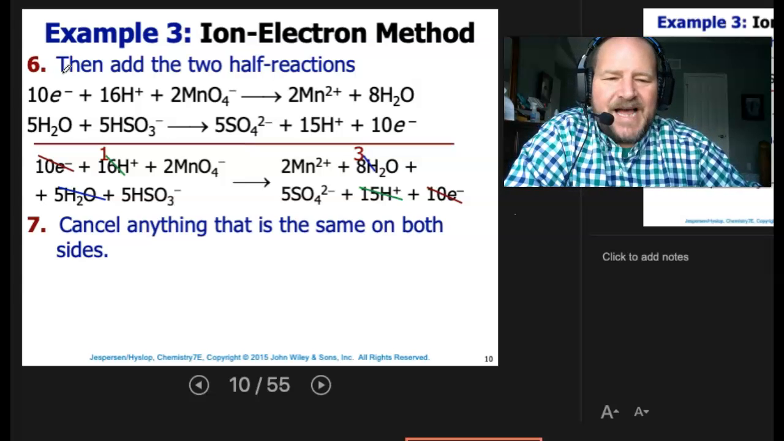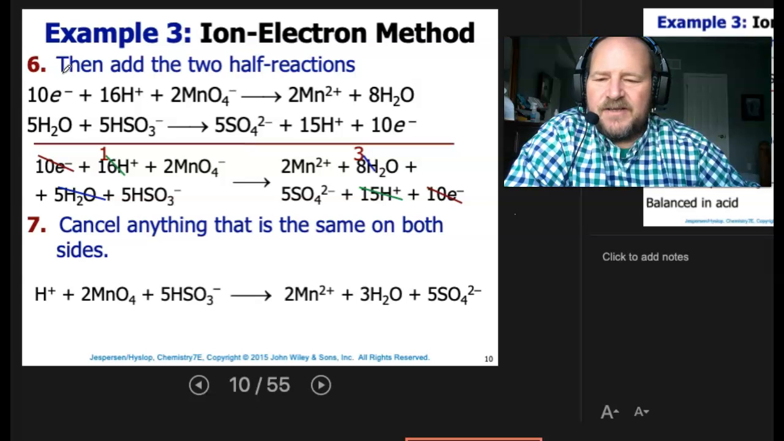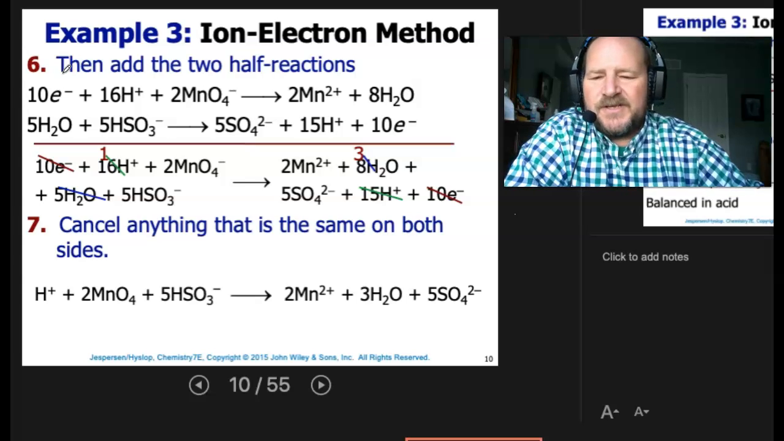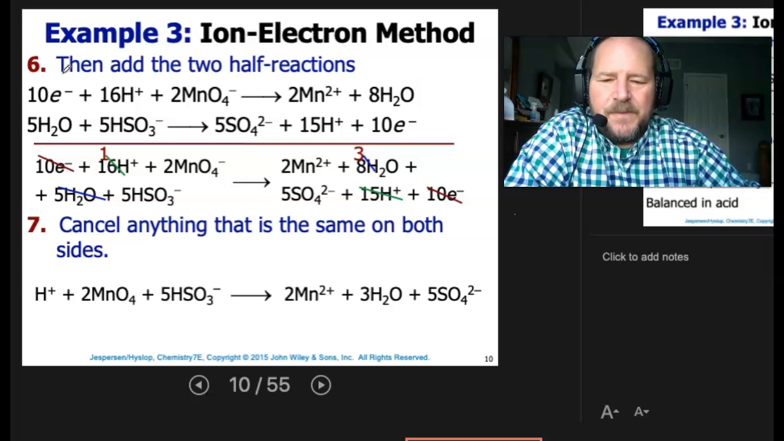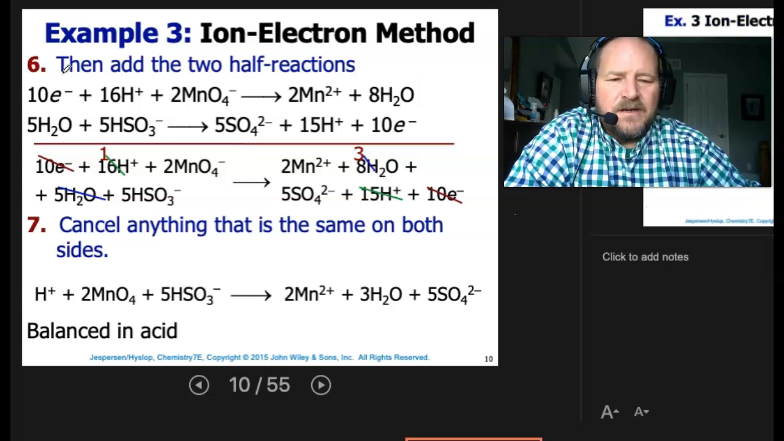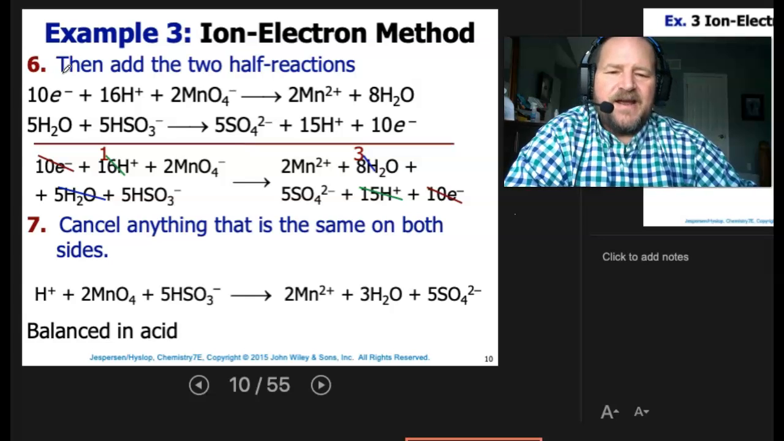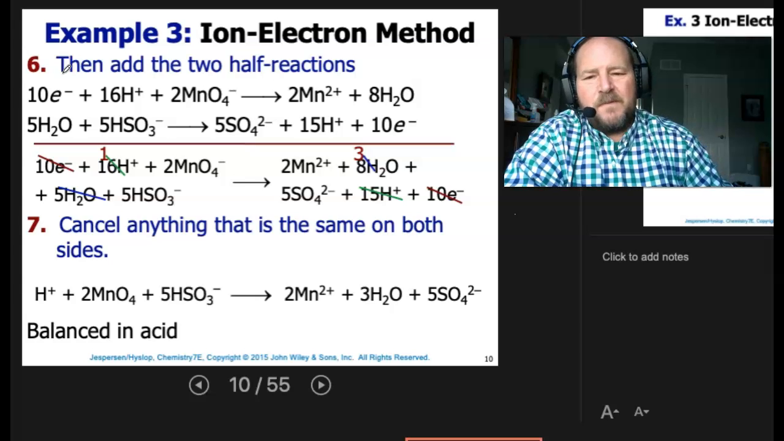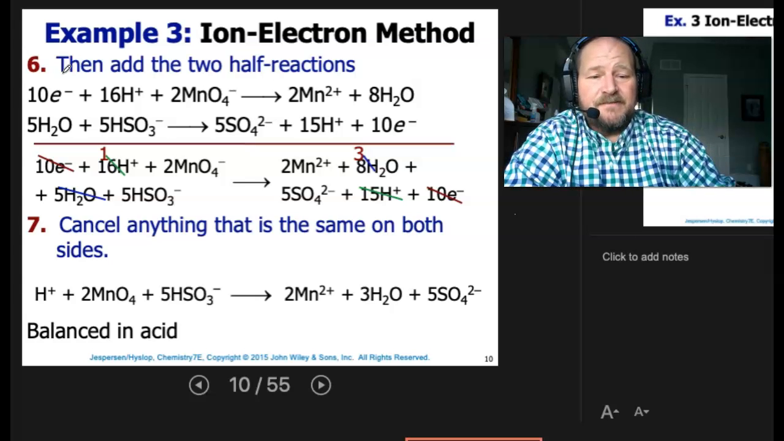Now we're going to pull those out of the equation and rewrite it. And so we have H plus 2 MnO4 minus plus 5 HSO3s produces 2 Mn 2 pluses, plus 3 waters, plus 5 SO4 2 minuses. Again, that's balanced in acid, right? So we did everything the same, but remember, we wanted to do this in base.